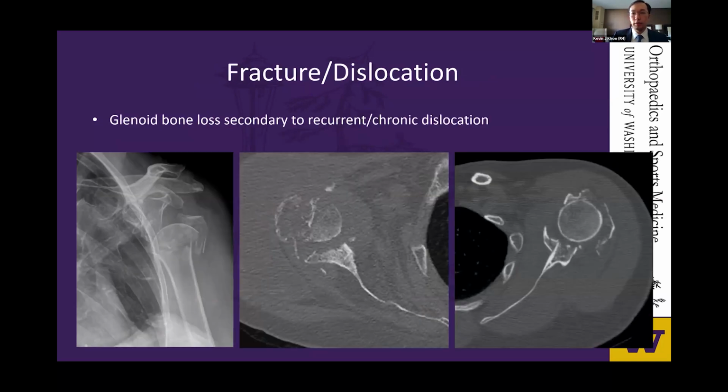Post-traumatic arthritis can develop from prior fractures and/or dislocations of the humeral head. In some cases, particularly in the elderly, these are treated with arthroplasty as opposed to ORIF. In cases of recurrent and/or chronically dislocated humeral heads, one can see significant glenoid bone loss or fracture that could compromise implant stability.